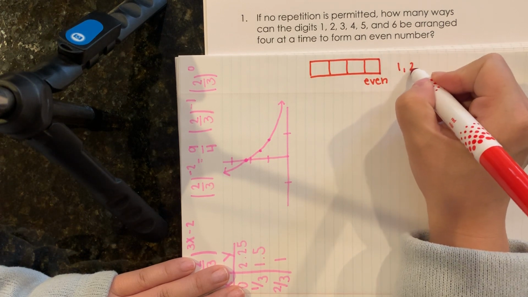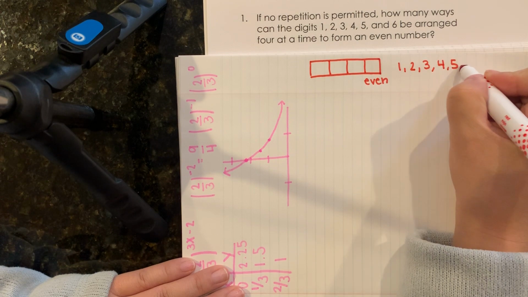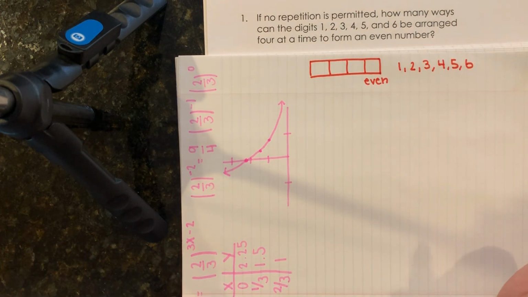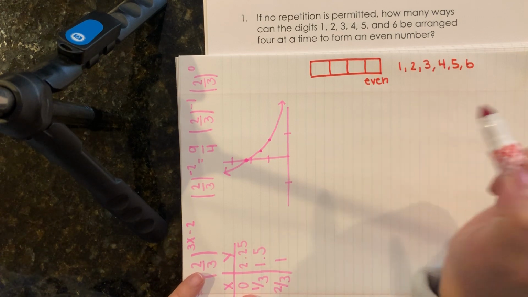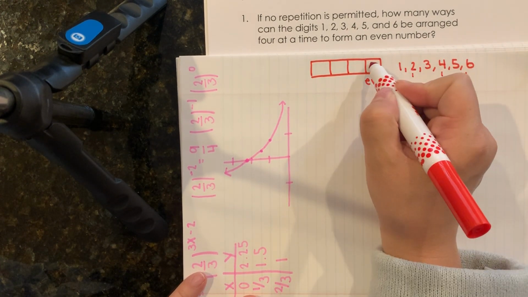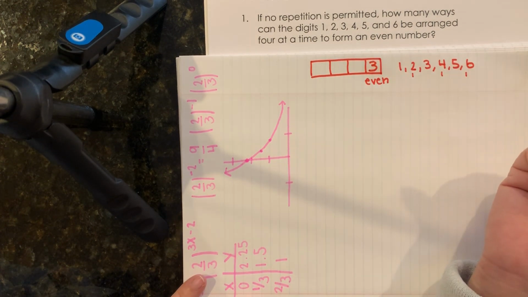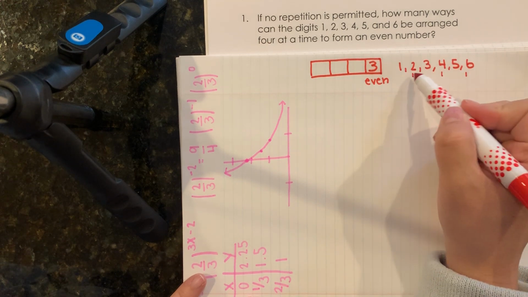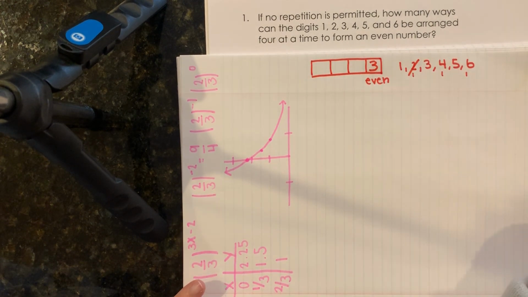When repetition is not permitted, we always have to start at the place that has the most conditions on it, and that would be our units digit. So I'm only choosing from the even numbers, which would be 2, 4, and 6. So I have 3 options. But when no repetition is permitted, I have to get rid of those values. It doesn't matter which one, you're just going to choose one of them. So I'm going to cross out 2.